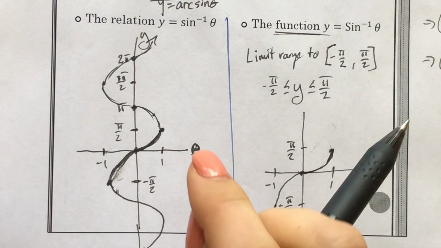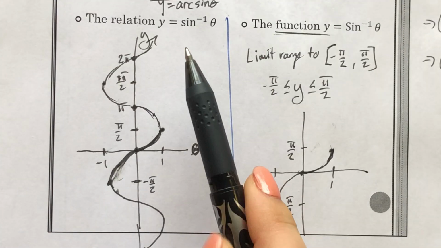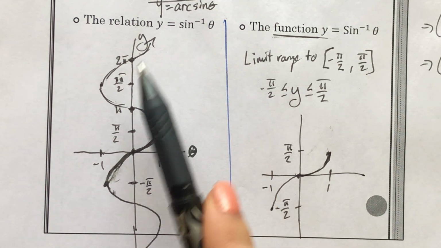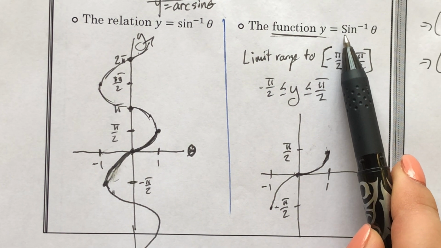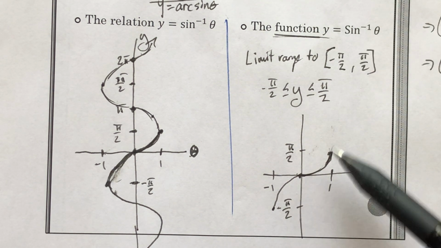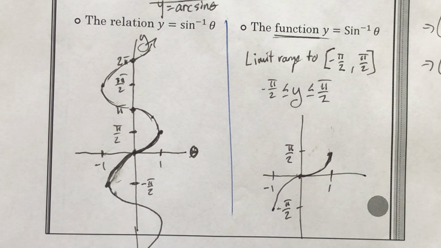Now the notation we use to distinguish between the two is lowercase s for the relation. And if I write it with an uppercase S, that means the function with the limited range.